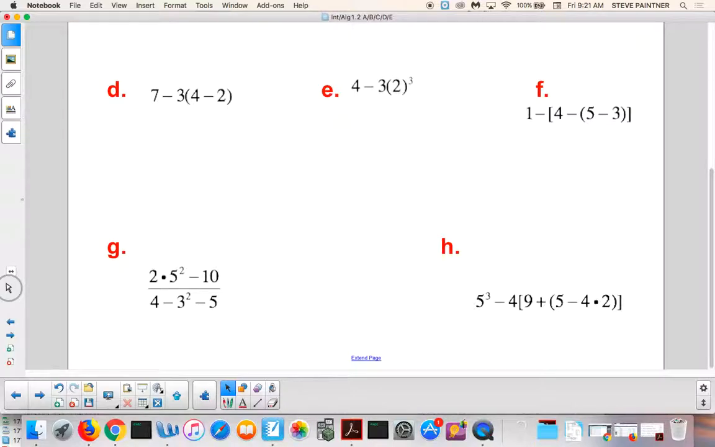Luke, what'd you get for D? He got 1. Let's see if he's right. Here we go. Do you see grouping? Yeah, of course you do.